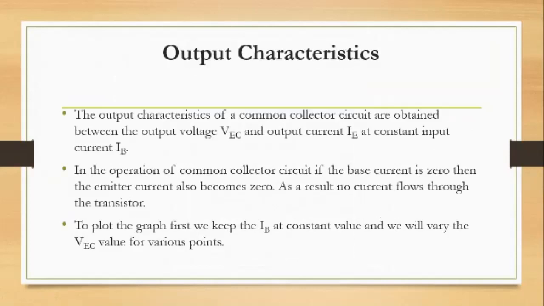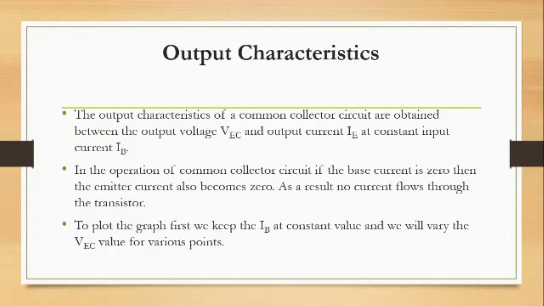The output characteristics of the common collector circuit are obtained between the output voltage VEC and output current IE at constant input current IB. In the operation of the common collector circuit, if the base current is 0, then the emitter current also becomes 0 because the emitter follows the base. That is what is called the emitter follower circuit. The common collector configuration is also called the emitter follower circuit. Why? Because the emitter follows the base. So in this operation, if the base current is 0, then the emitter current also becomes 0. As a result, no current flows through the transistor.